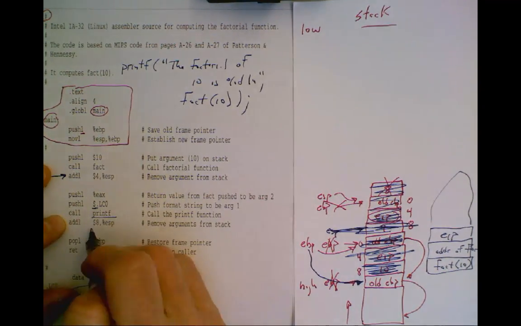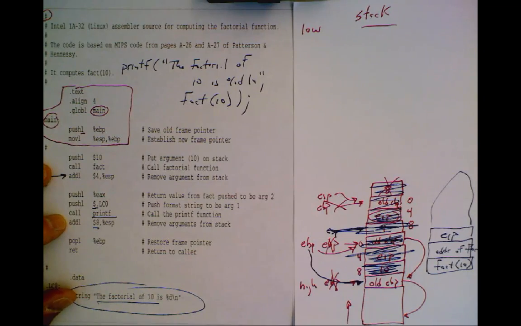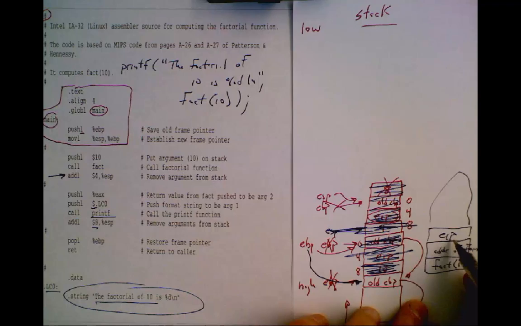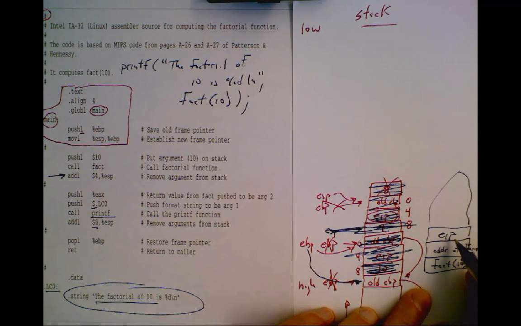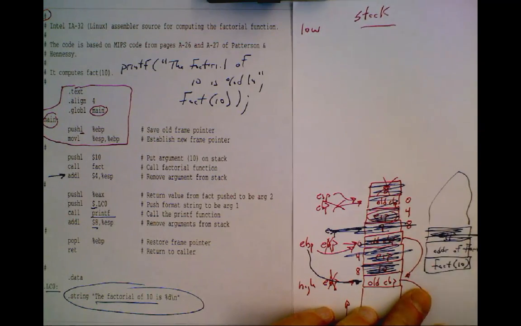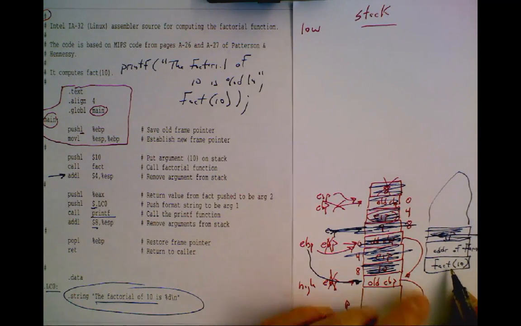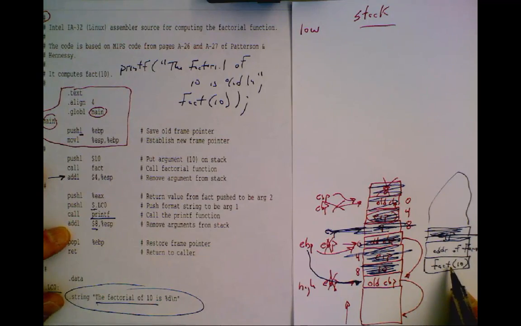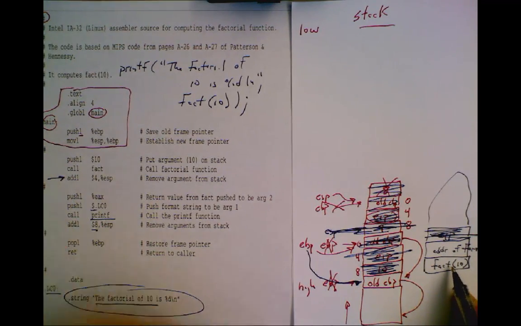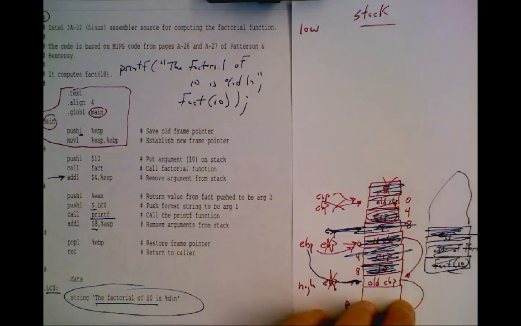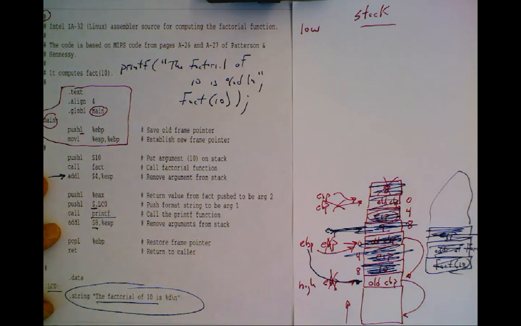And now you'll note that my code has to remove 8 bytes, because the saved instruction pointer would have been popped by the return instruction from printf, leaving the 2 arguments still on the stack when it gets back into my code. So now I've got to add 8 to the stack pointer in order to pop off those 2 arguments.